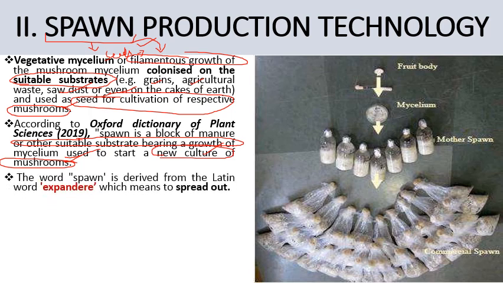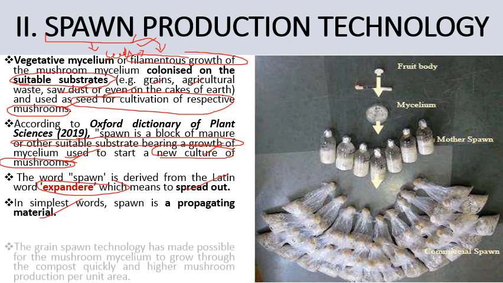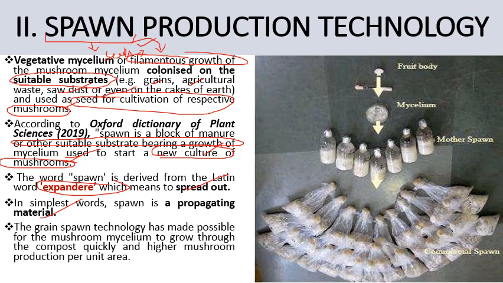The word spawn is derived from a Latin word expandere, which means to spread out. In simple words, spawn is a propagating material that we use as seeds, or seed-like structures, which are used for the production of mushroom. The grain spawn technology has made it possible for the mushroom mycelium to grow through the compost quickly, giving higher mushroom production per unit area. So this is a very important technology, the grain spawn technology. Here the grains act as the source of nutrition for the growing mycelium.